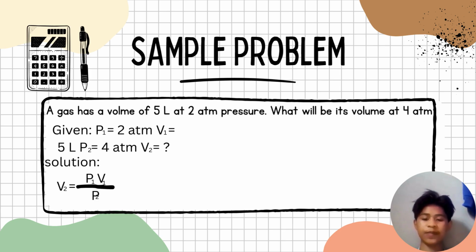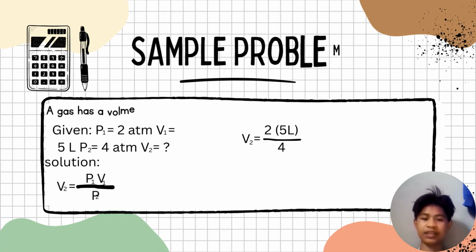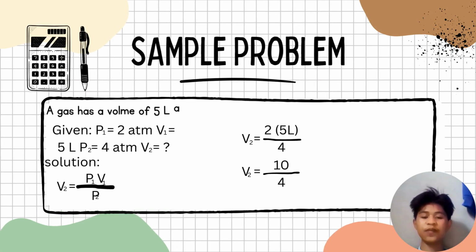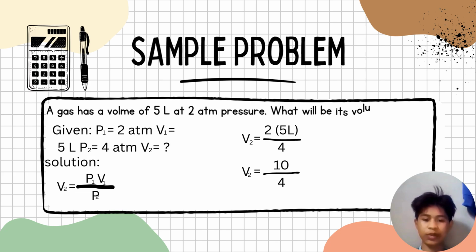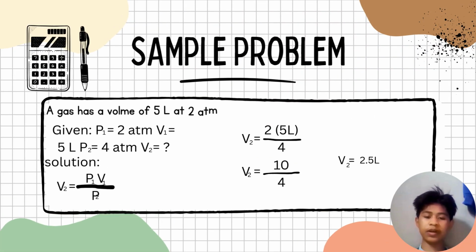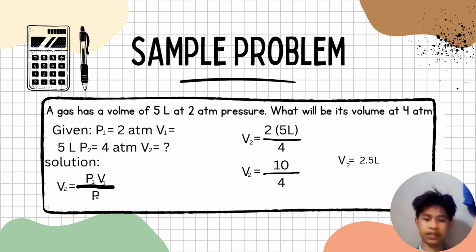Our first step is to substitute the given. After that, we get V2 equals 2 times 5 over 4. First, we need to multiply 2 by 5. After multiplying 2 by 5, we get 10. Now we are left with 10 divided by 4. After we divide 10 by 4, now we know our V2. Our V2 is 2.5 liters.